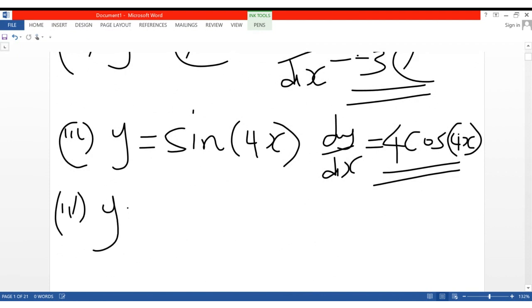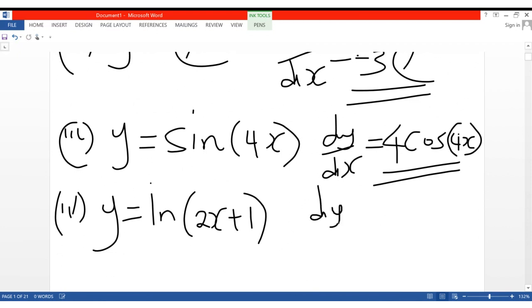y is equal to ln(2x plus 1). When you differentiate ln, what do you get? What ln does, it takes everything to the denominator. So I'll have here 1 over 2x plus 1. That's what it does. Differentiate ln x, you get 1 over x. So when you differentiate ln(2x plus 1), it will take everything to the denominator.